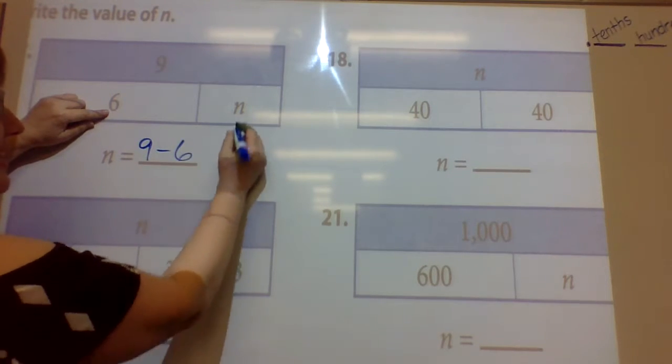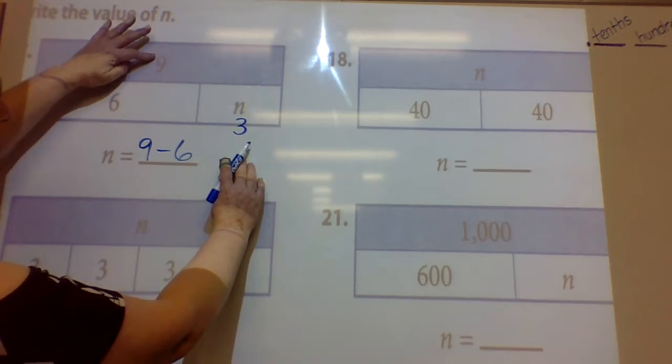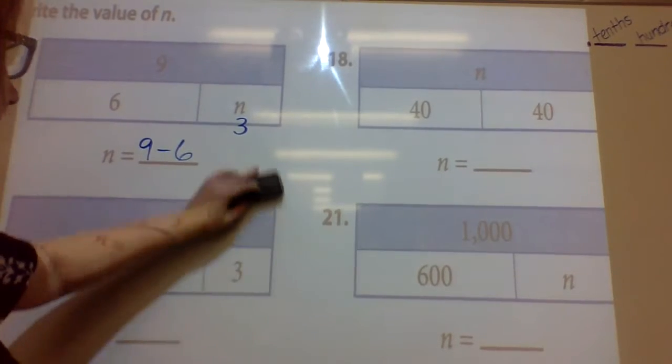And anytime you figure out the answer, go back and check and see if that works. 6 plus 3 is 9? Yes. So n equals 3.